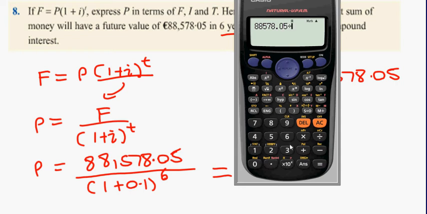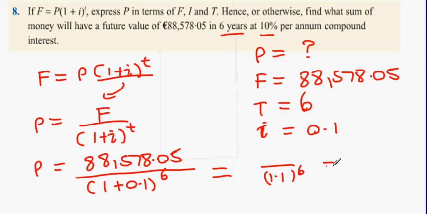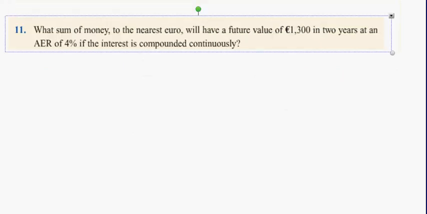88,578.05 divided by (1.1 to the power of 6). We get 50,000, so it's equal to 50,000 euros worth of money. Okay, so that's question 8. Now we're on to question 11.